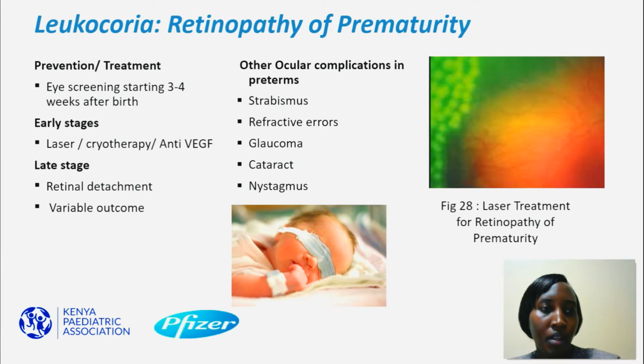Apart from retinopathy of prematurity, preterms are at risk of other ocular complications, which include strabismus, refractive errors, glaucoma, cataract, and nystagmus. Therefore, even if a child did not fit the criteria of being screened for ROP, they still need to be referred to the ophthalmologist for evaluation for the other complications that may occur.